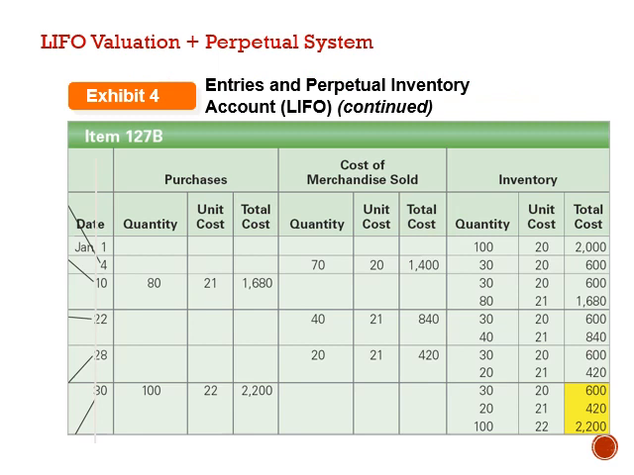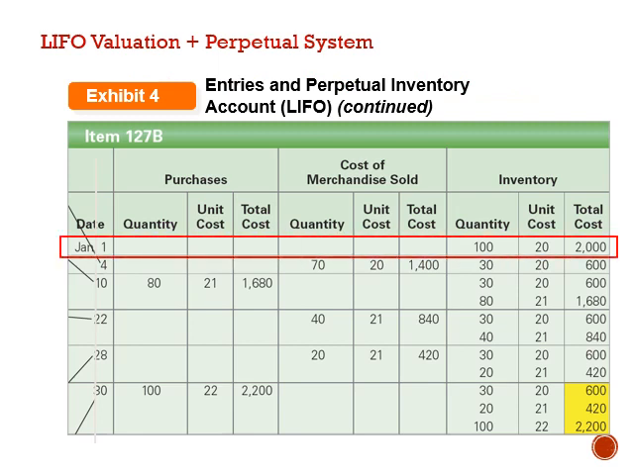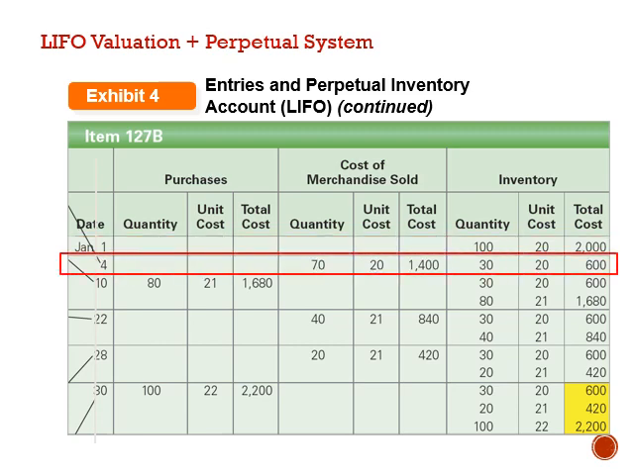So again, we start with a balance at the beginning of the month of 100 units at $20. On 4th January, there is a sale of 70 units and we only have one batch of goods available, so we sell from that batch, leaving a balance of 30 units and total cost of $600.